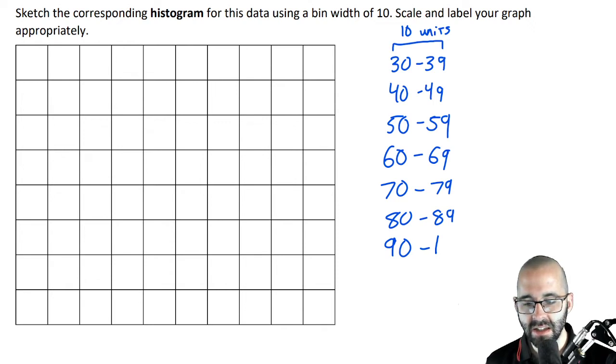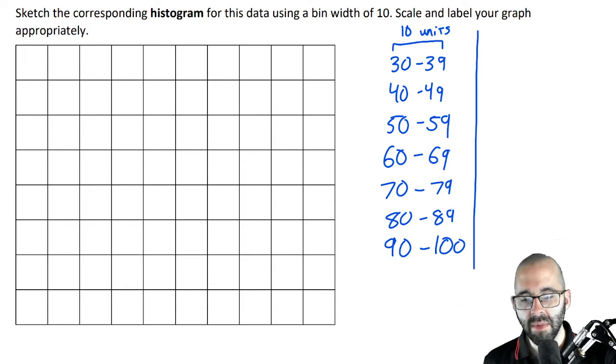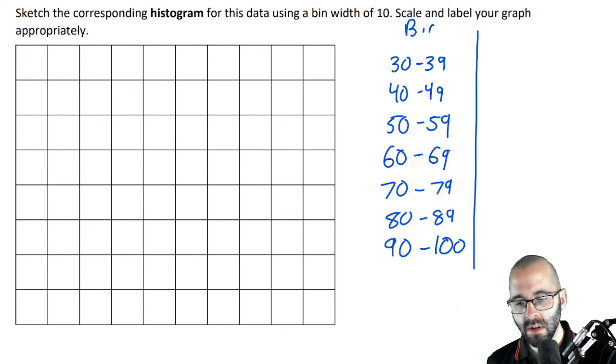So we'll let it slide. We're going to be making histograms with technology anyway. But in this case, this is probably the most instructive method of doing it. And then we just have to count the frequency. Okay, so these are the bins over here. The bins or the range. Then over here, we're going to count the frequency.